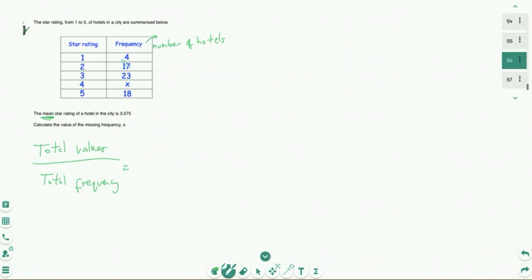So the total values, to do that, we're going to multiply each row together, like before. So 4 times 1 is 4. 17 times 2 is 34. 3 times 23 is 69. 4 times unknown is 4x. We don't leave this empty. Let's give us a value. And they give it for us, x. So 4 times x is 4x. 5 times 18 is 90. All right? Over the total frequency.